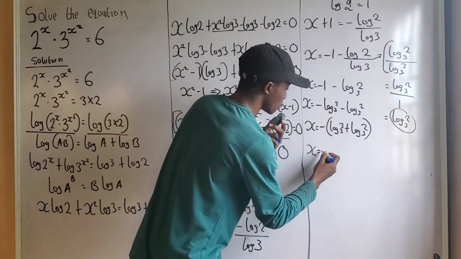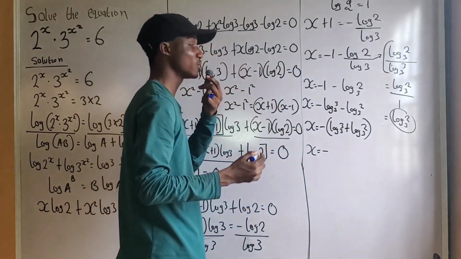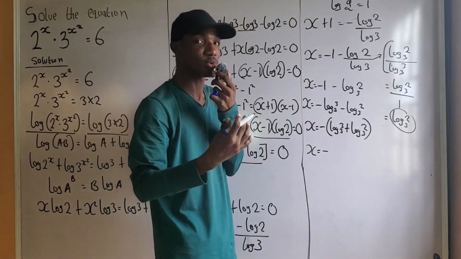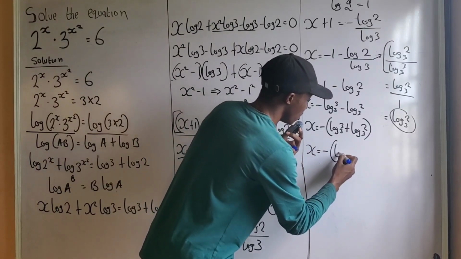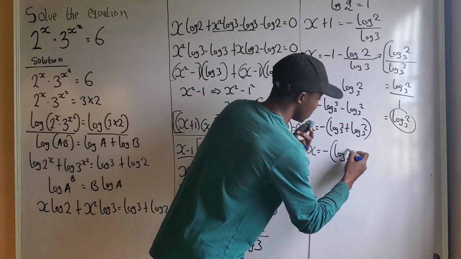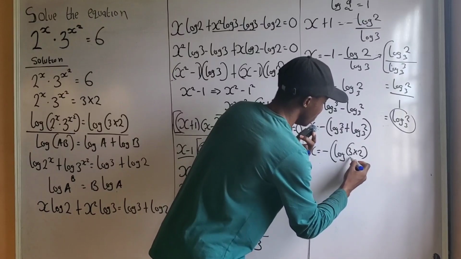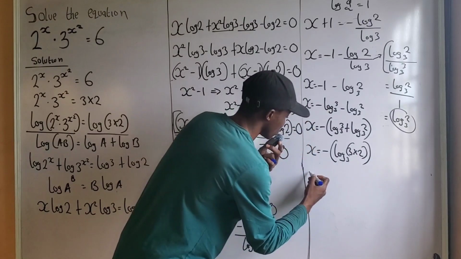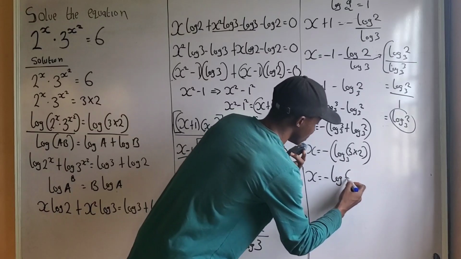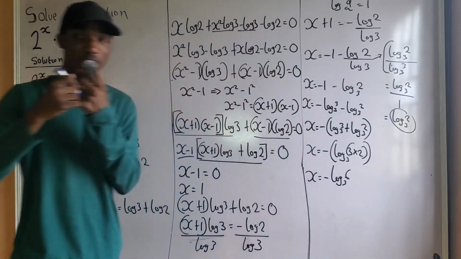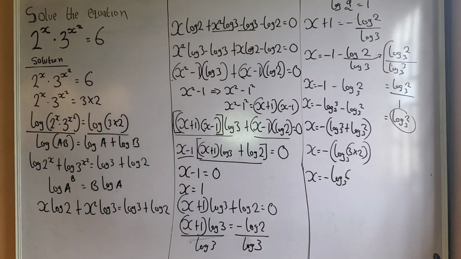So x will be equal to minus, now, according to the sum of logs, the sum of logs is the product of the logs. Do you understand? So for this, I'm going to have minus log 3 times 2 base 3, right? So I'm going to have x equals minus log 6 base 3. Now, you can make use of a calculator here. Minus log 6 base 3 is negative 1.63.